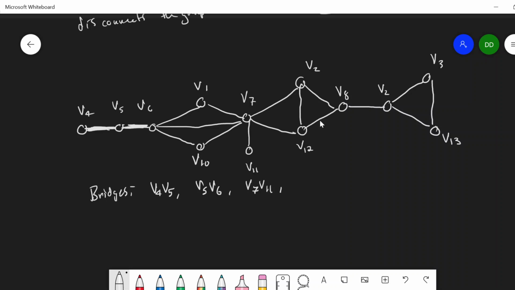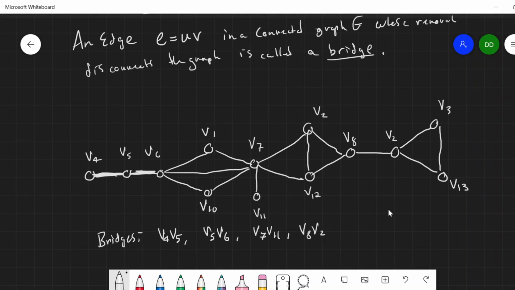Again, here we have another block. None of its edges are bridges. But V8, V2 is a bridge. And it looks like that's all of the bridges. We grabbed all the bridges there. So these are all the bridges of this graph.